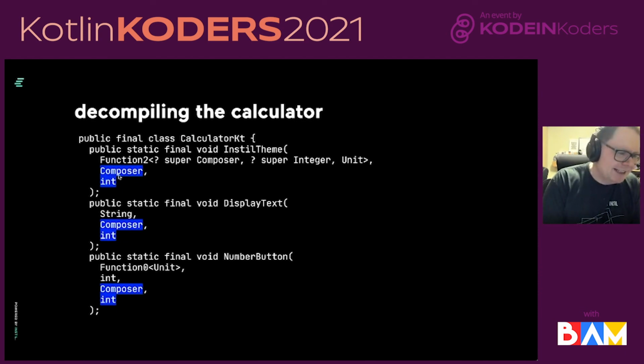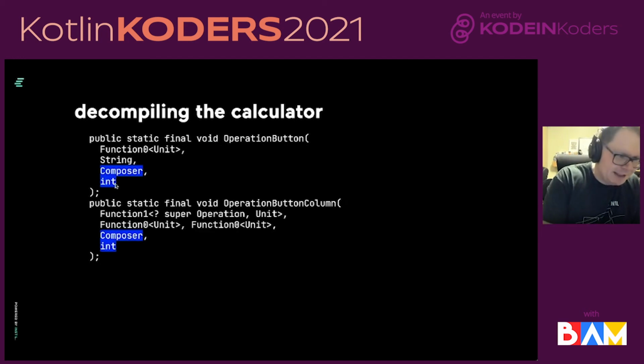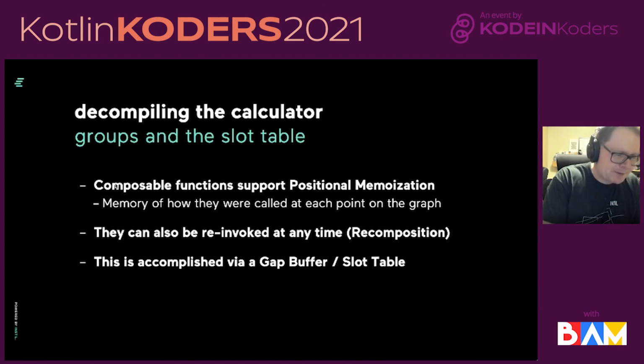And then inside there, there'll always be these 2 extra parameters, the composer parameter and the integer parameter. And then what are these being used for? Well, as I say, they're being used for what's called positional memoization. Big word, you know. And all that means is that the underlying data structure needs to remember each call site. It needs to know each specific instance where the function was applied.